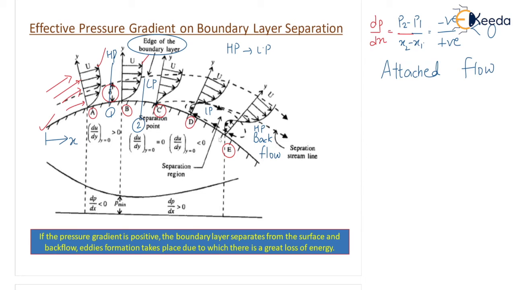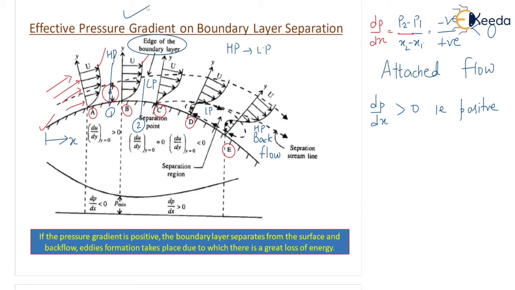And if you take this dP by dx on the detached flow, it will be greater than 0, that is positive, because it is opposite. P2 minus P1 will be positive. Anyway, x2 minus x1 is always positive. So this is the talk about the pressure gradient.